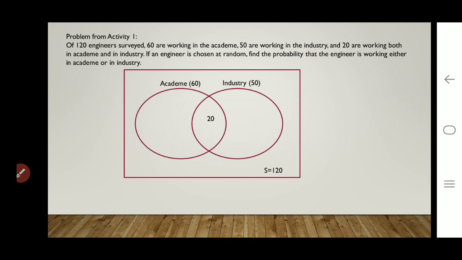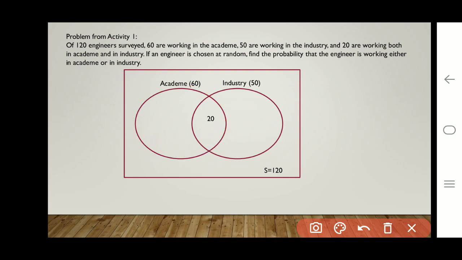So, we have a problem here. Of 120 engineers surveyed, 60 are working in the academe, 50 are working in the industry, and 20 are working both in academe and industry. If an engineer is chosen at random, find the probability that the engineer is working either in academe or in industry. So, alamin natin. So, dito, gumamit tayo ng Venn diagram.